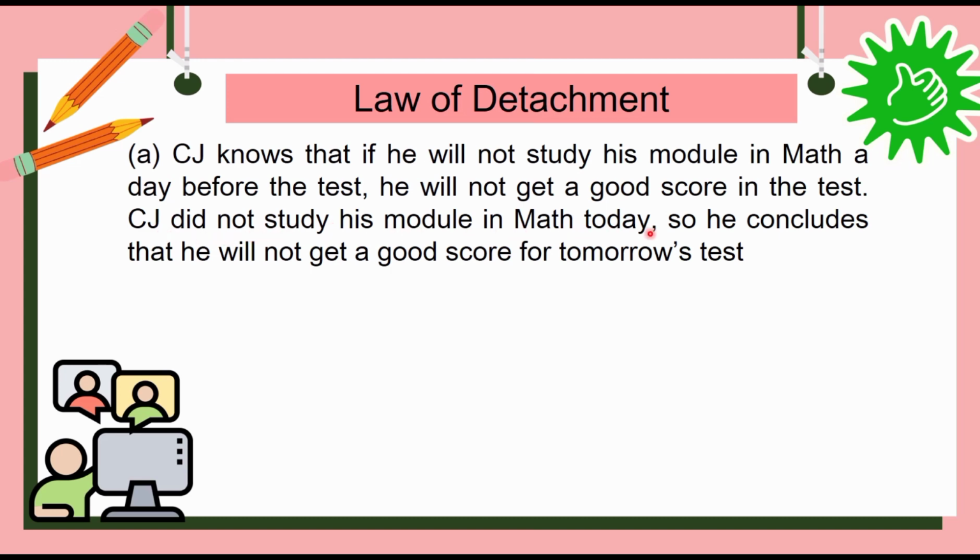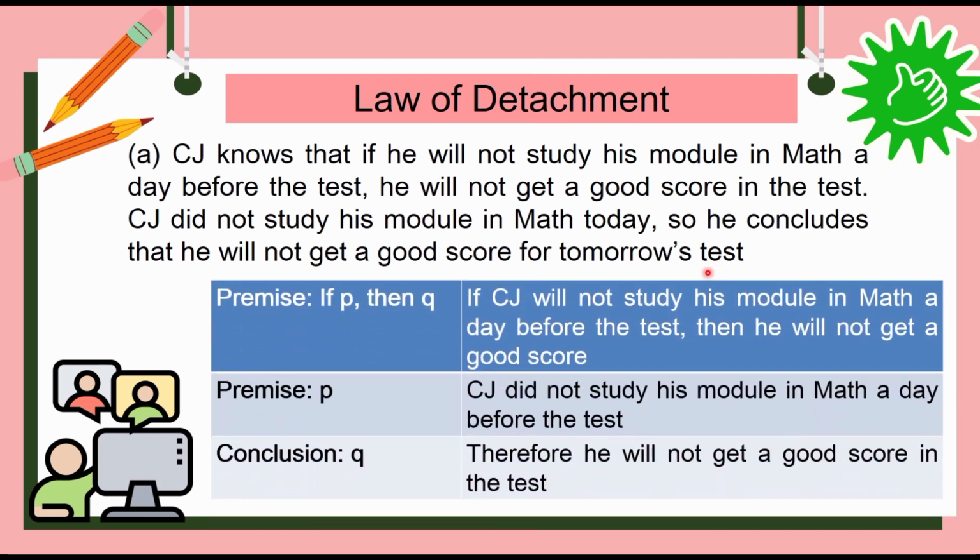So he concludes that he will not get a good score for tomorrow's test. So let us analyze if the arguments are valid. Our premise, if P then Q: If CJ will not study his module in math a day before the test, then he will not get a good score. So that is our conditional statement.